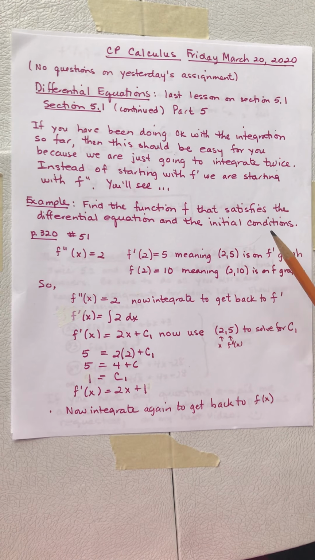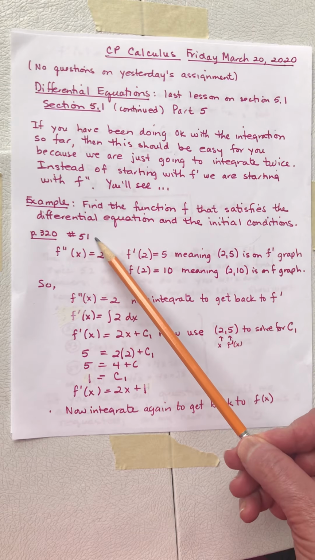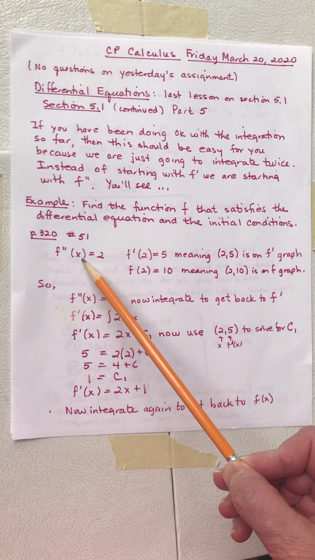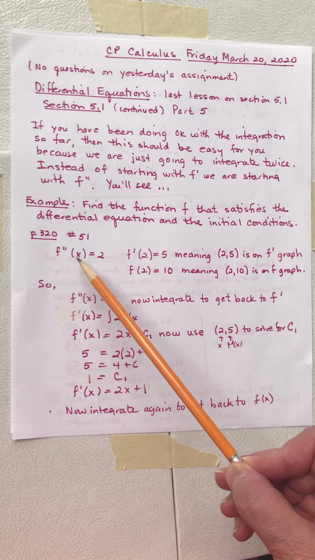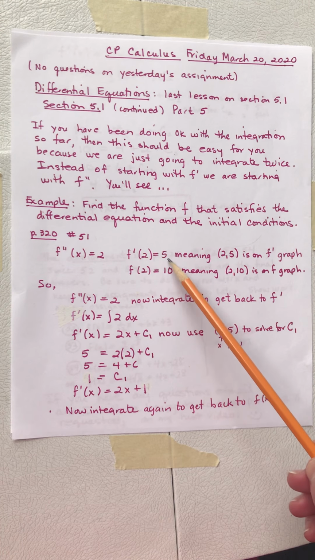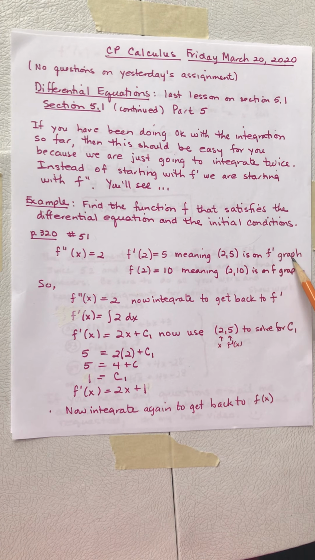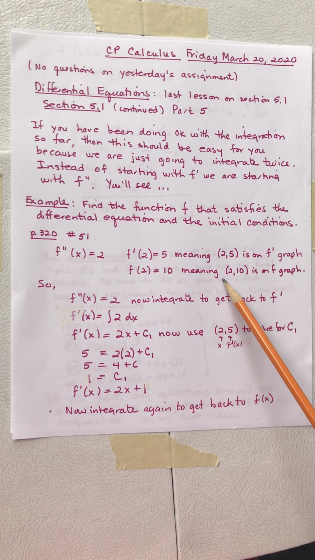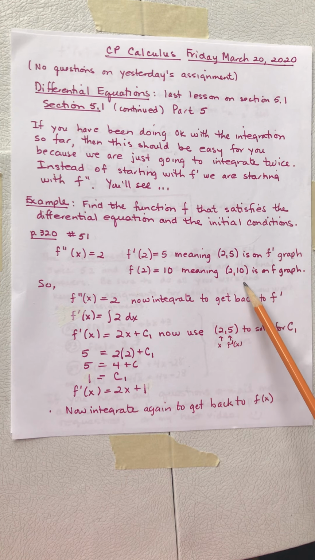I'm going to do the example on page 320, number 51. They give us the second derivative of f of x is equal to 2. So f double prime of x equals 2. They also give us that f prime of 2 equals 5, meaning that the point (2, 5) will be on the f prime graph, and we'll use it to help us find c sub 1. And they also give us that f of 2 is equal to 10, meaning that the point (2, 10) is on the f graph, and we'll use that point to help us solve for c sub 2.